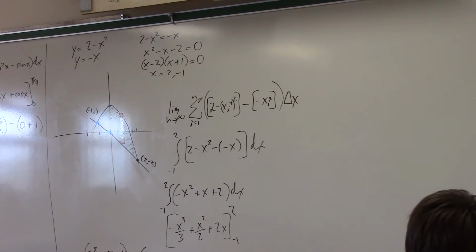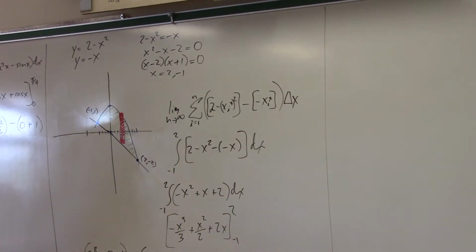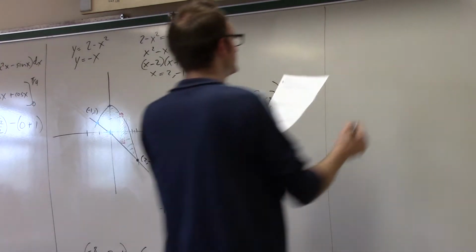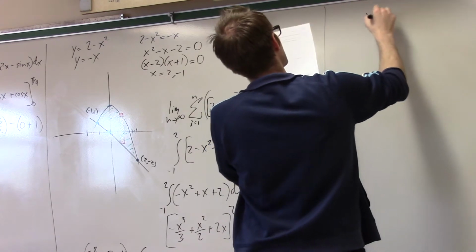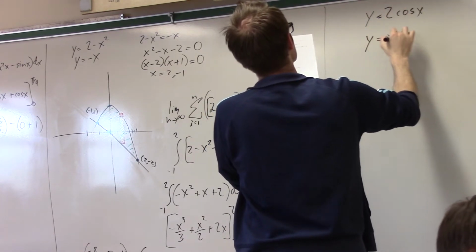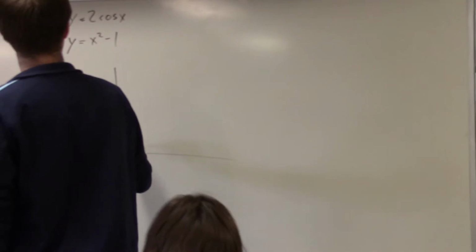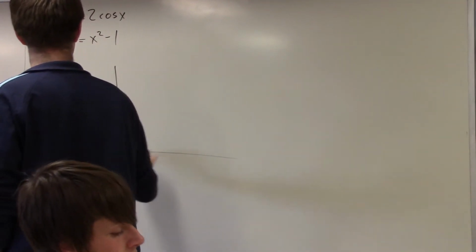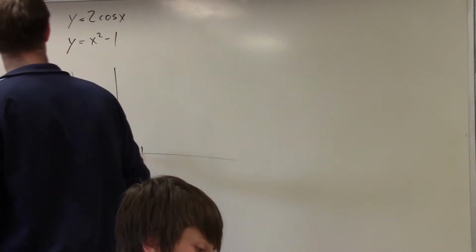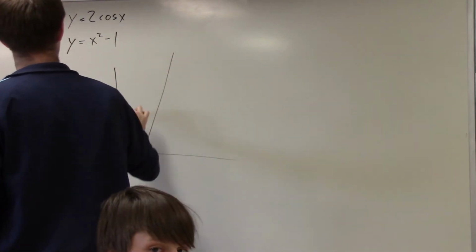Okay, good, next problem. Next problem says, find the area enclosed between some parabola and cosine. Yikes, that sounds really hard. It is. Not really. Y equals 2 cosine x, and y equals x squared minus 1. So, x squared minus 1, we know how to graph that. It's like a parabola. But 2 cosine is going to look kind of like that or something.